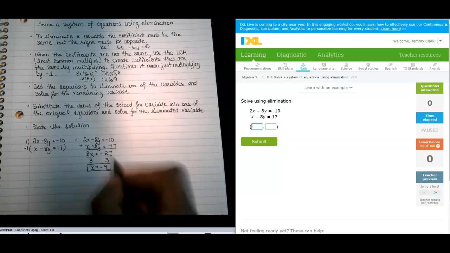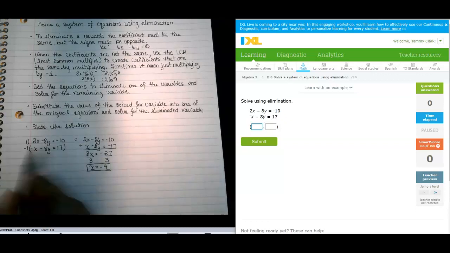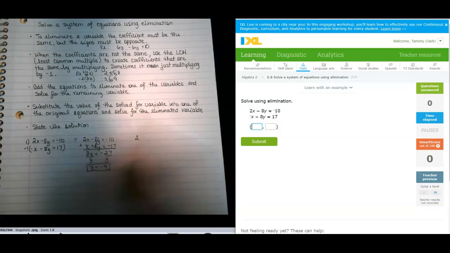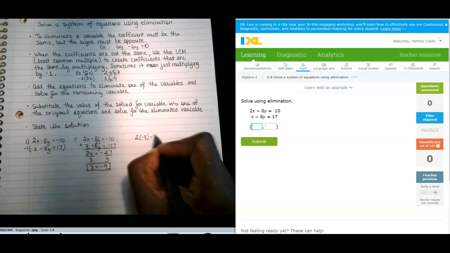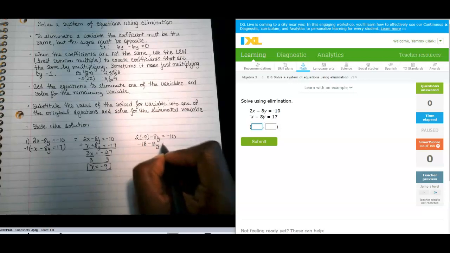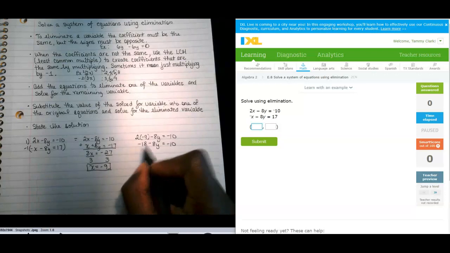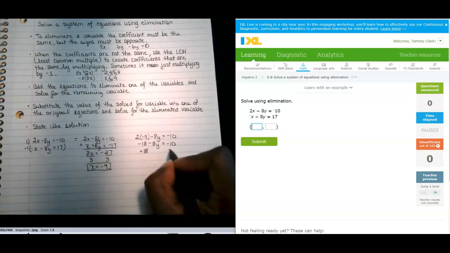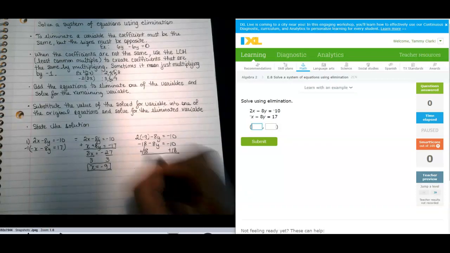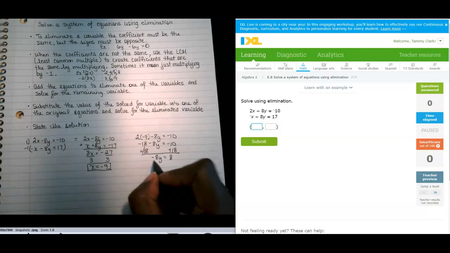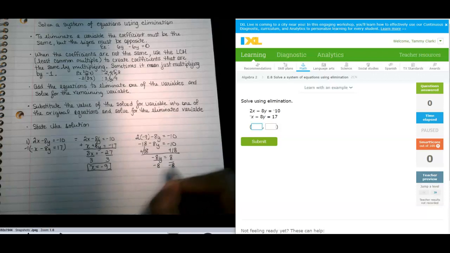Well, once I get that, then I can take this value, negative 9, and substitute it into either of these equations and solve for y. So I'm going to use this top one. 2 times negative 9 minus 8y is equal to negative 10. I've got negative 18 minus 8y is equal to negative 10. I want to eliminate the negative 18 so that I can find y. So I'm going to add 18 to both sides of the equation, and I'm left with negative 8y is equal to positive 8. Divide by negative 8 on each side of the equation, and I'm left with y is equal to negative 1.